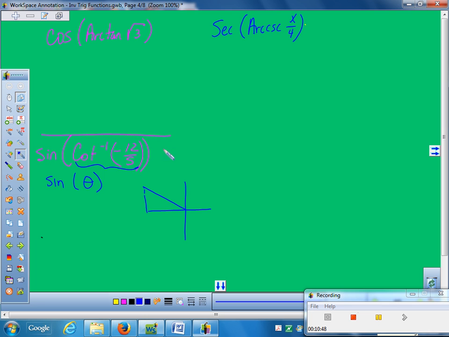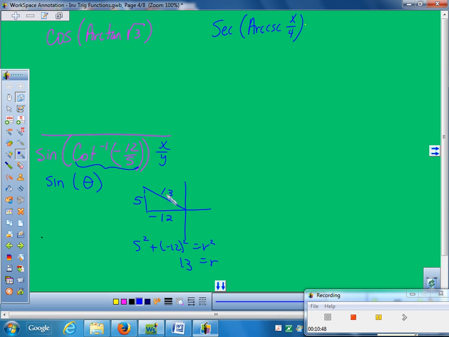Cotangent is x over y. So that would be 12 and 5. Which one gets the negative? 12 gets the negative. You're going to have to do some Pythagorean theorem. This is a perfect triple. This is 13, yes.